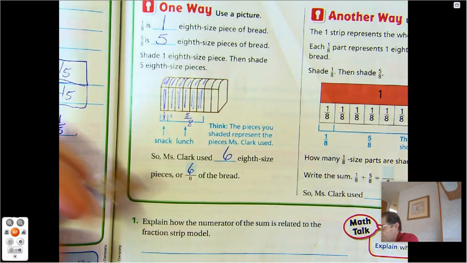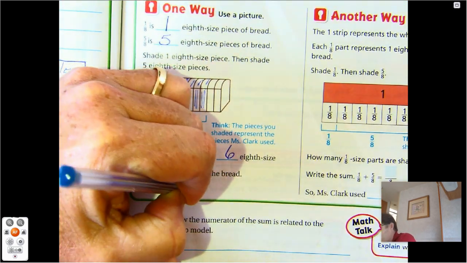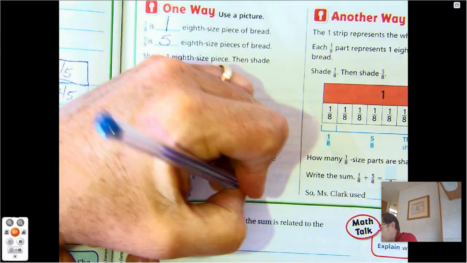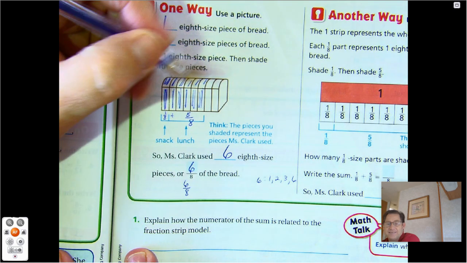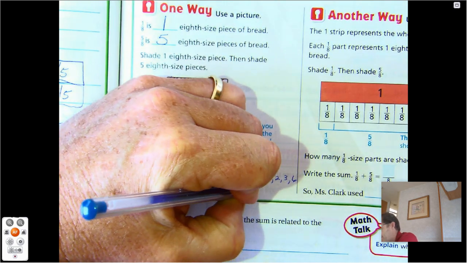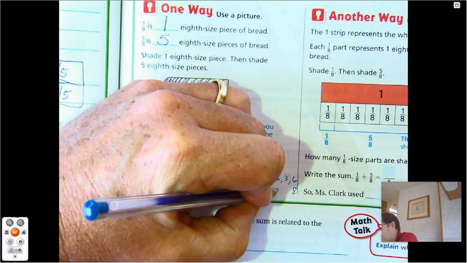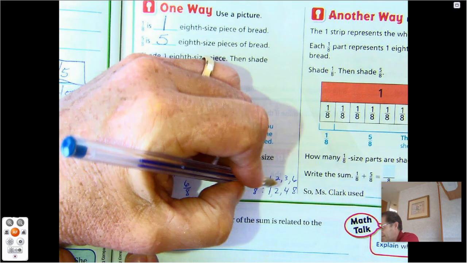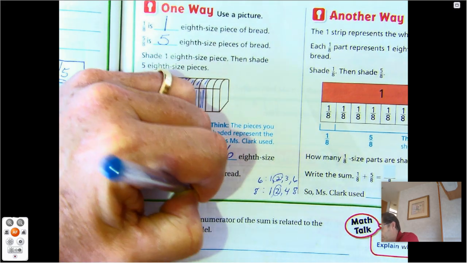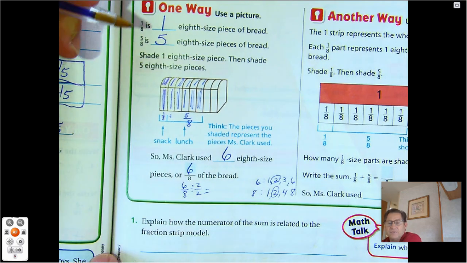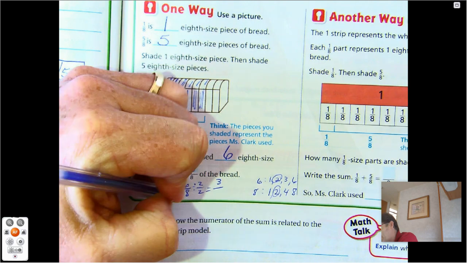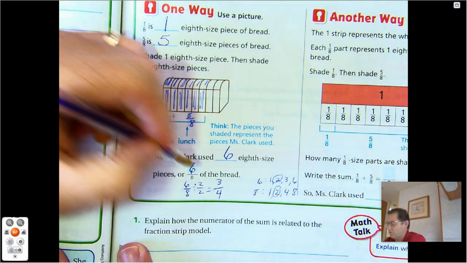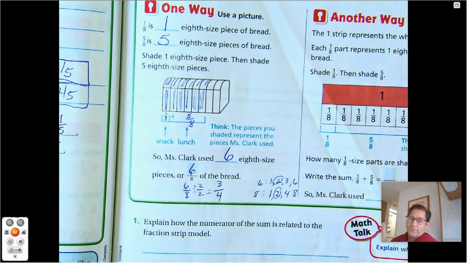Now, you might say, well, is that in simplest form? We should say no, because we know the factors of 6 are 1, 2, 3, and 6. And the factors of 8 are 1 and 8, 2 and 4. So we see that 2 is in common to both of them, which should have been obvious because they're even numbers, and even numbers are divisible by 2. 6 divided by 2 is 3, and 8 divided by 2 is 4. So we could say 6/8 or 3/4 of the bread we used for lunch and snack.